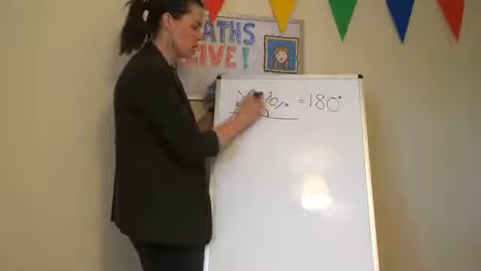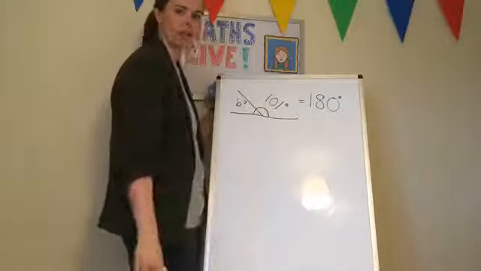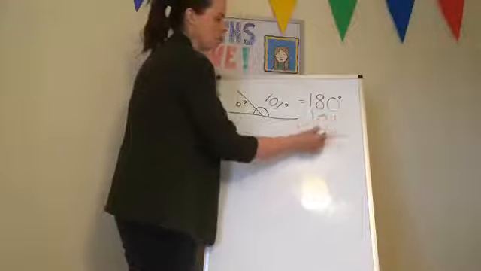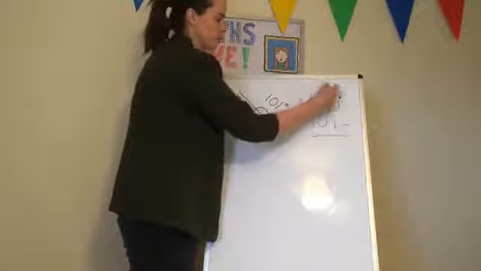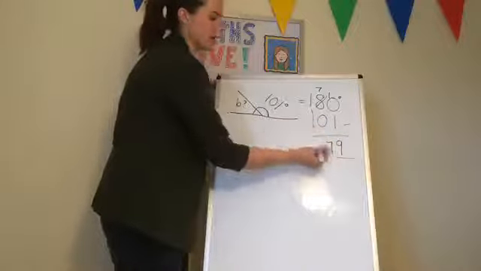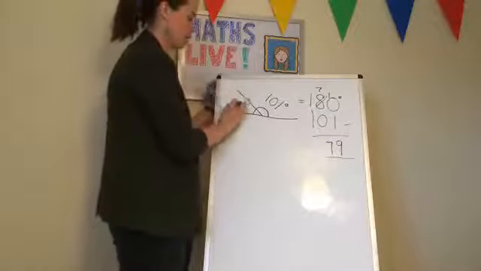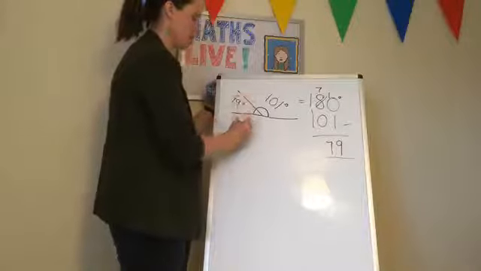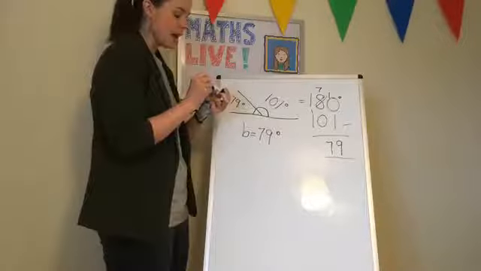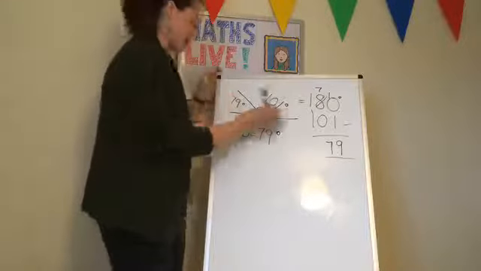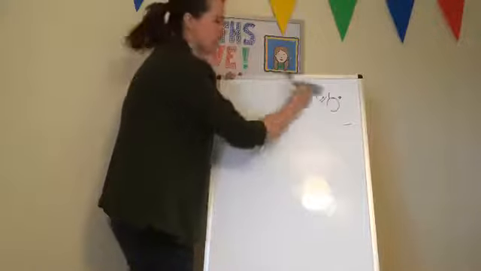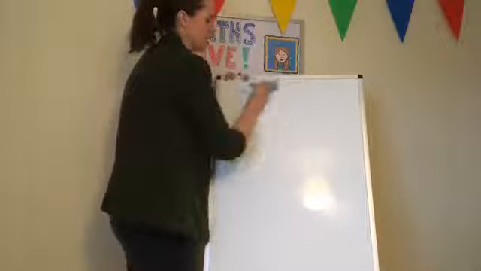So 101 plus B equals 180. So what we do is 180, take away 101, that's 79 degrees. So B equals 79 degrees. See, as long as you know those rules about 90 and 180 and 360, you'll be great at this, because you're already great at your adding and subtracting.